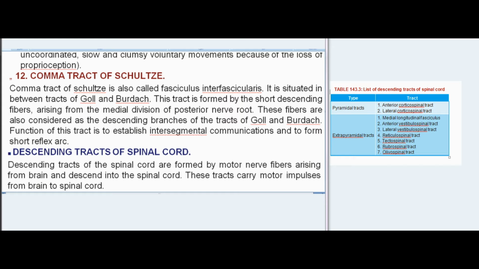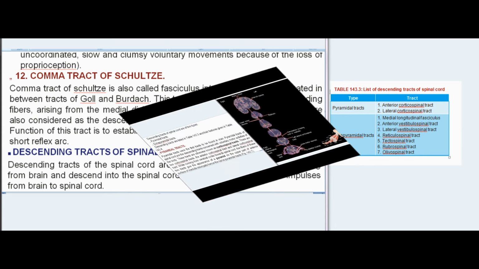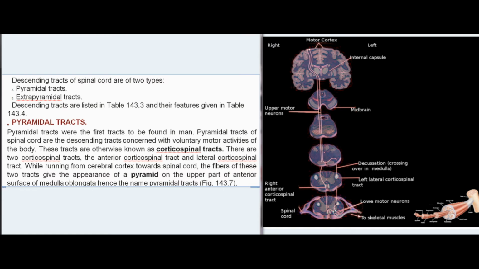Descending tracts of spinal cord. Descending tracts of the spinal cord are formed by motor nerve fibers arising from brain and descend into the spinal cord. These tracts carry motor impulses from brain to spinal cord. Descending tracts of spinal cord are of two types: pyramidal tracts and extrapyramidal tracts. Descending tracts are listed in Table 143.3 and their features given in Table 143.4.